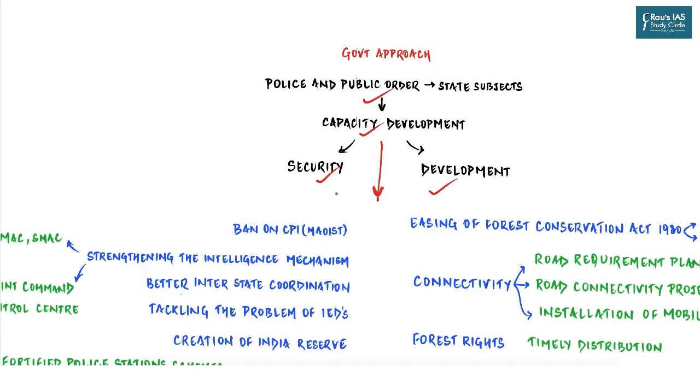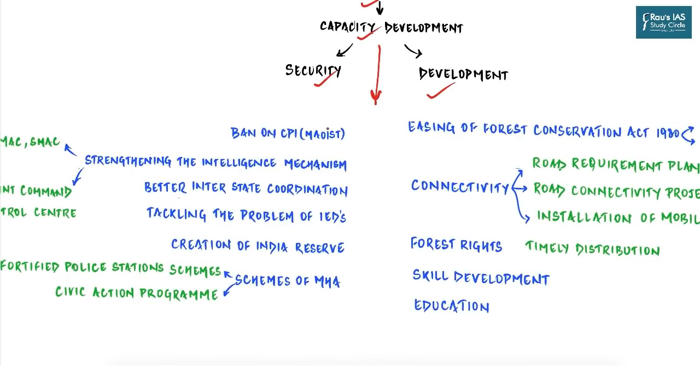The central government helps various state governments as far as security measures is concerned, and then it also helps the state governments in developing the areas on high priority which are impacted with LWE. So you can see that this is quite a holistic approach. And let us start by first understanding the security measures.